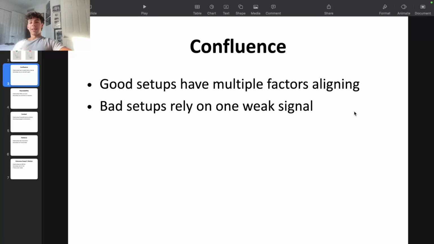So, next, confluence. Good setups have multiple factors aligning, and bad setups rely on one weak signal. What does that mean? In comparison to a bad setup, a good setup that I would be taking is something with stacked confluences upon each other.